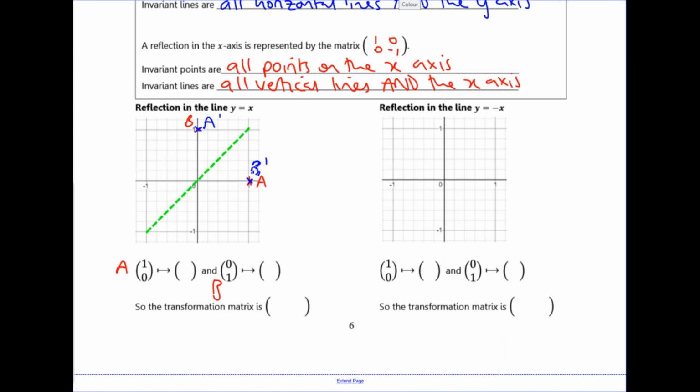Okay. So (1, 0), A has gone now to (0, 1). And (0, 1), B has now gone to be at (1, 0). They're swapped around. And so the transformation matrix, write those in. (0, 1) first column, (1, 0) in the second column. Like the identity matrix, but with the elements swapped.